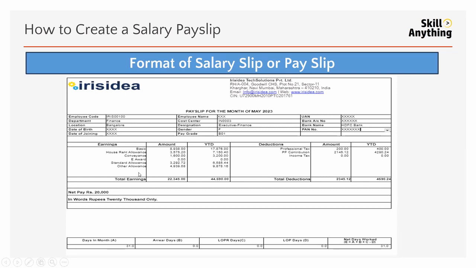The earning part will also be mentioned. We will see the components in the next slide. On the right side you can see the deduction part. On the left side you can see the earning part. There are the days in a month, days worked, leave without pay, how many leave without pay days, and net working days. It will all be mentioned in the salary slip.